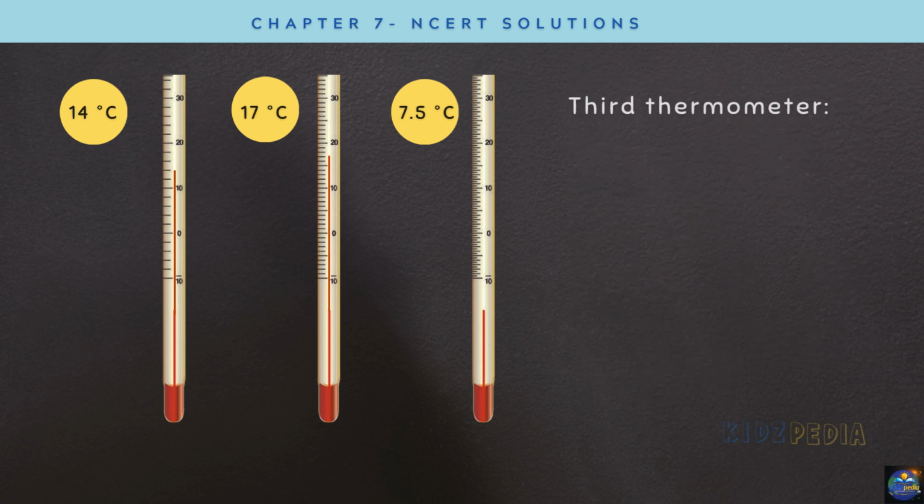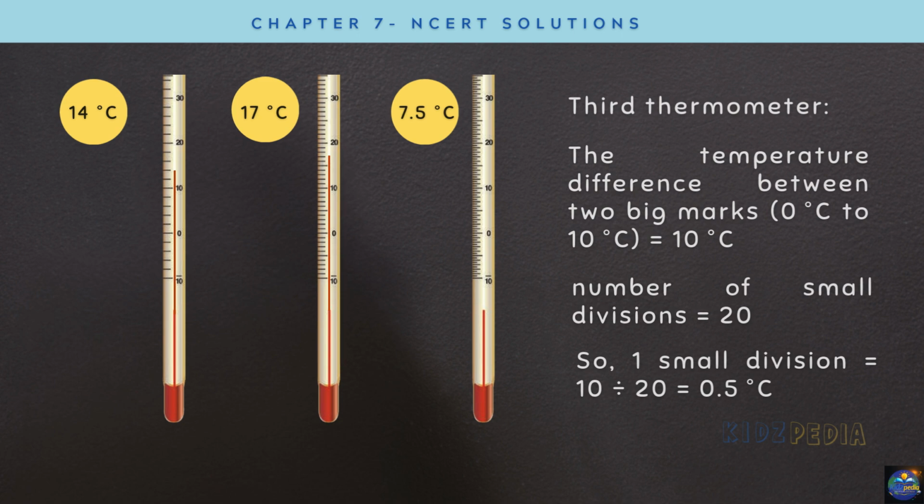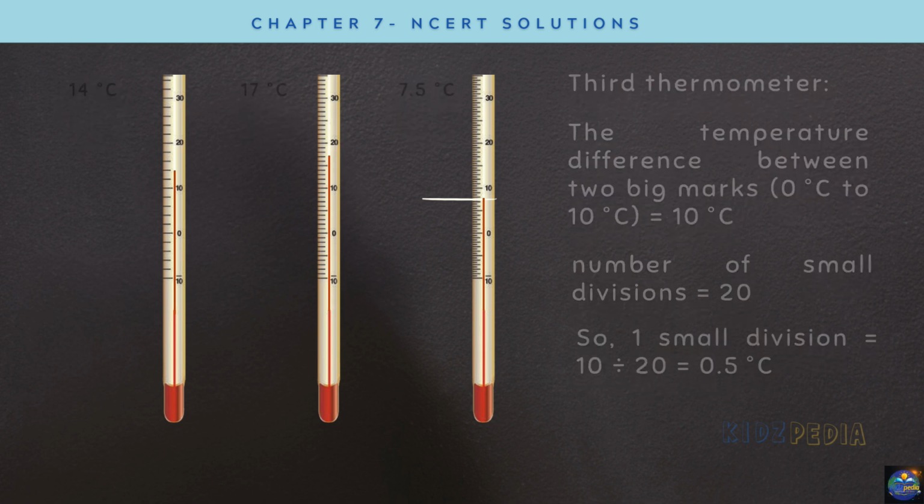For the third thermometer, the temperature difference between two big marks is 10 degrees Celsius and the number of small divisions is 20. So, one small division is equal to 10 divided by 20, which is 0.5 degree Celsius. So, we can color the column up to 7.5 degrees Celsius. Make sure that the red column reaches exactly up to the mark corresponding to the temperature on the scale.